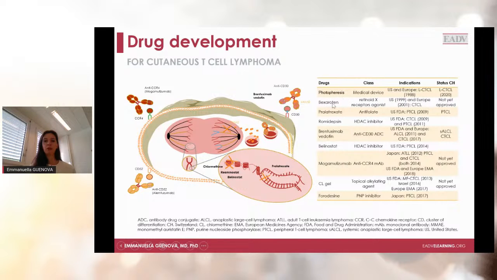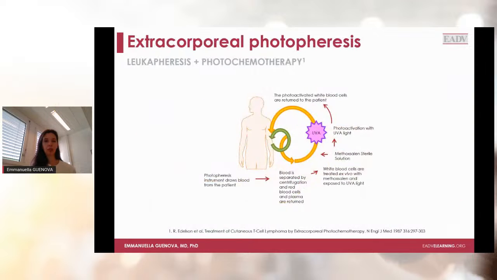And then what we have in Europe is Bexarotene, then Brentuximab and Mogamulizumab and the Chlormethine gel as novel treatment modalities specifically developed for the treatment of cutaneous lymphoma. So I will briefly guide you through all those different treatment approaches.